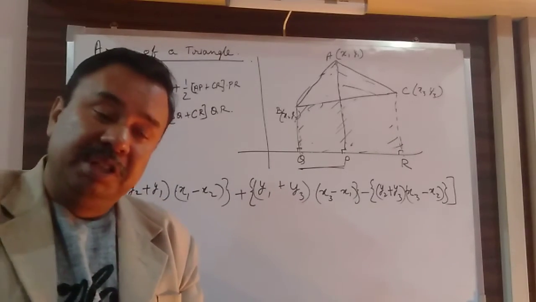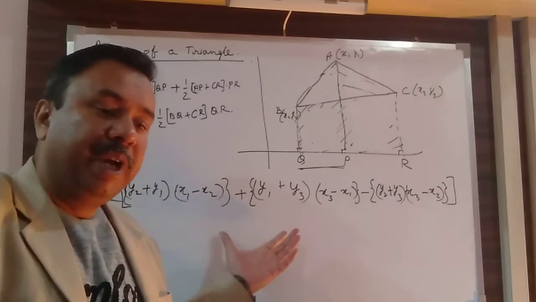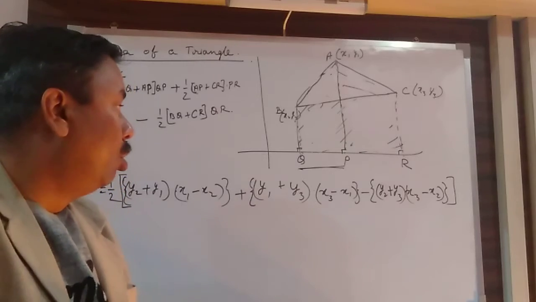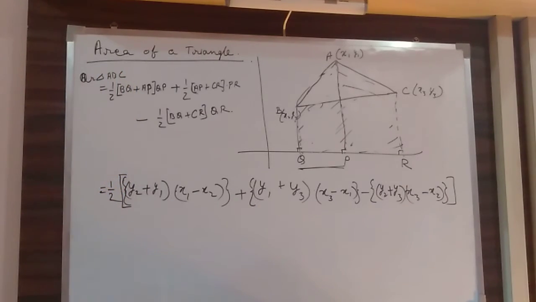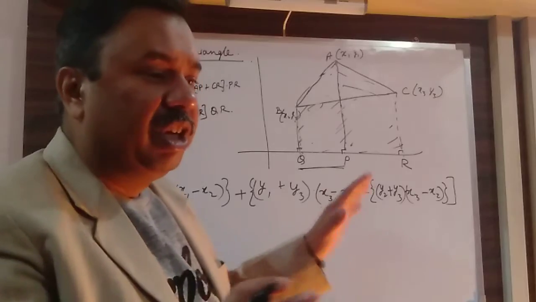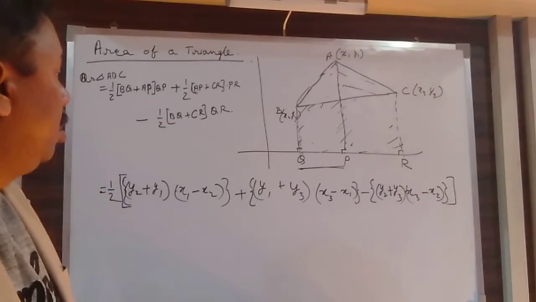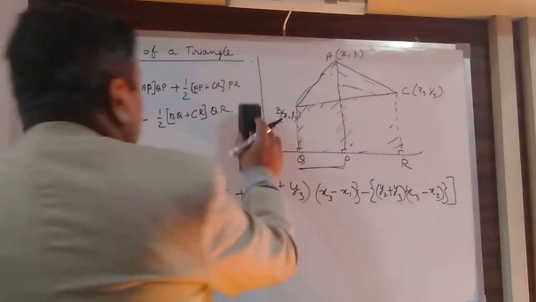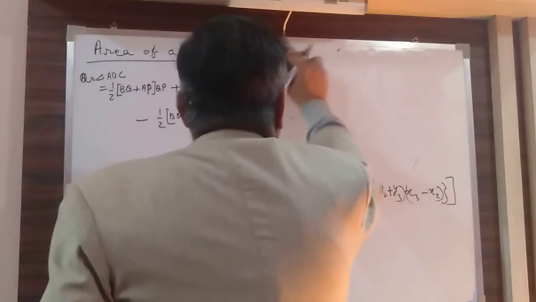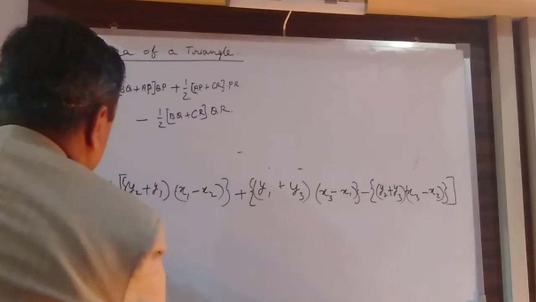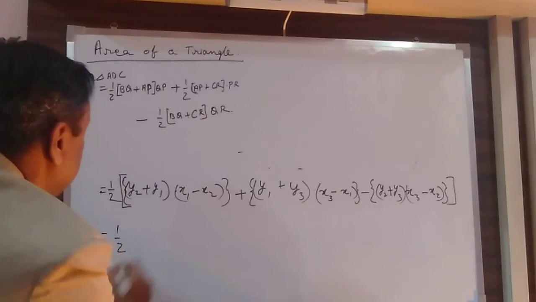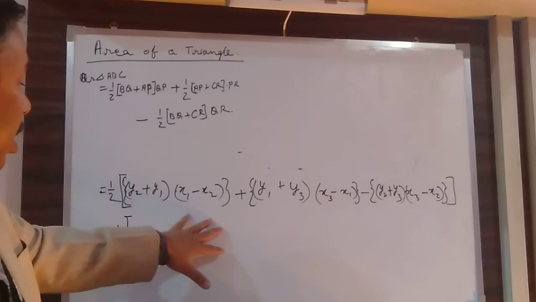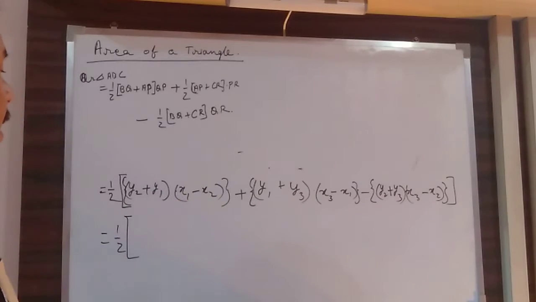The next game is open up brackets and rearrange. You have to open up the brackets and rearrange. So now I need a bigger space on the board, so I am going to rub out this figure also, so that there could be more space on my board. Okay, so now I will open up the bracket.